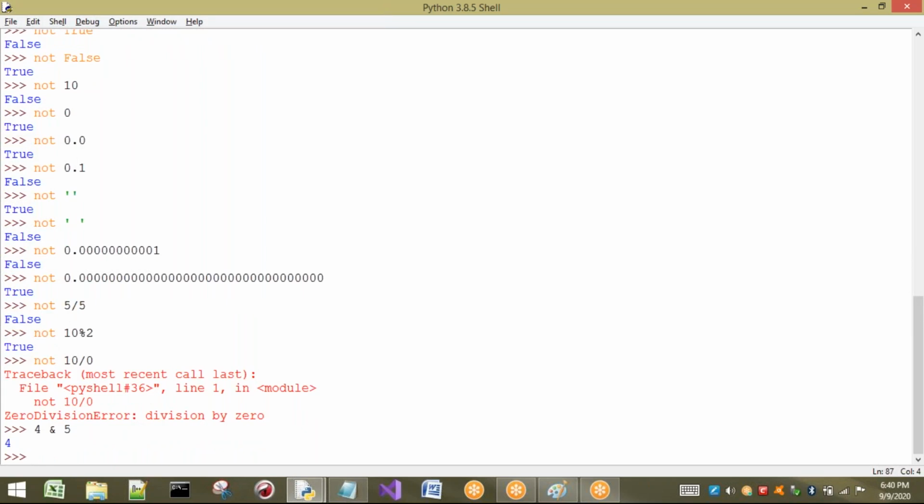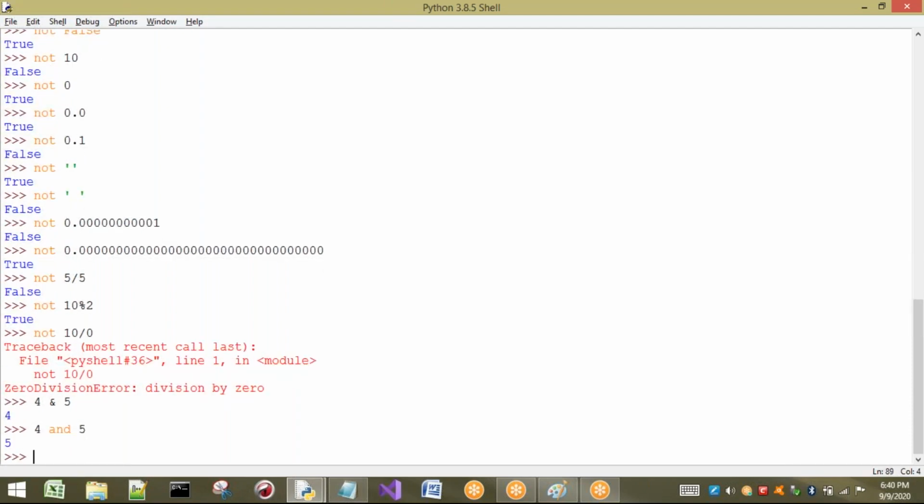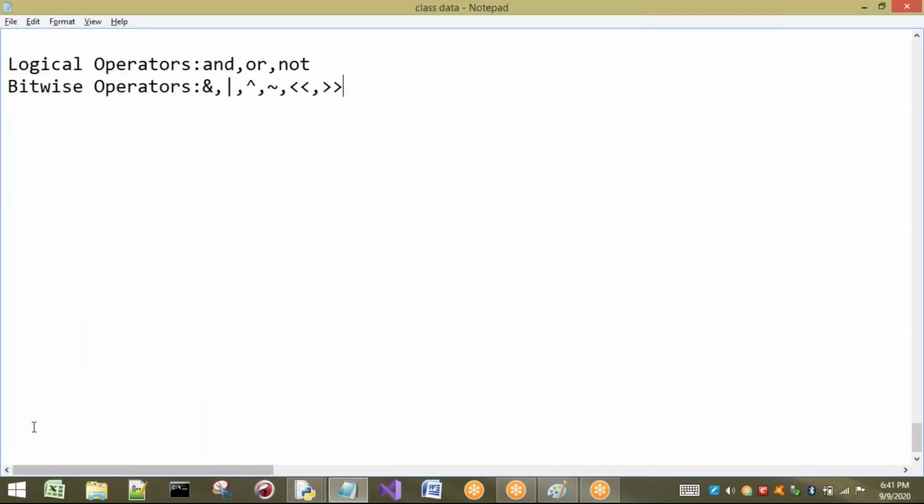4. You may think, see, I will take the same example in the AND operation also. 4 and 5. The answer is 5. This is performed in which case? The second case. If X evaluates to false, then it returns X. But it is true, so it returns what? Y. This is the rule we have seen earlier. But why 4 and 5 is 4, I will explain.